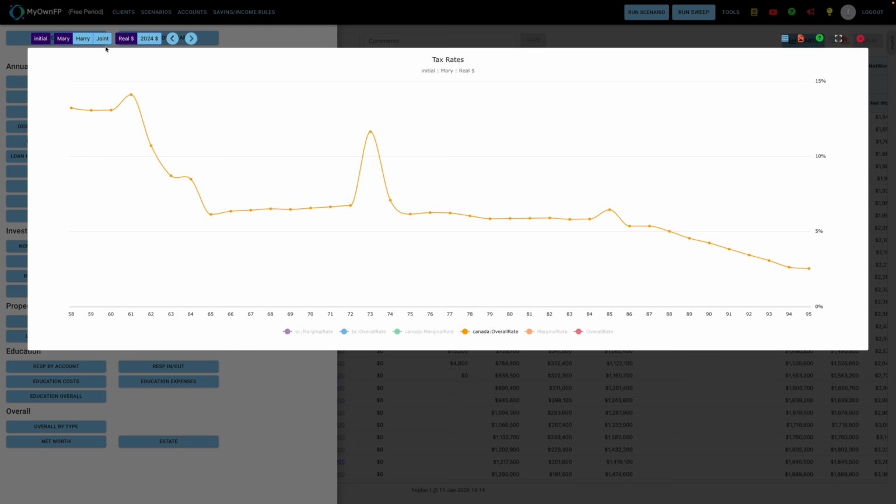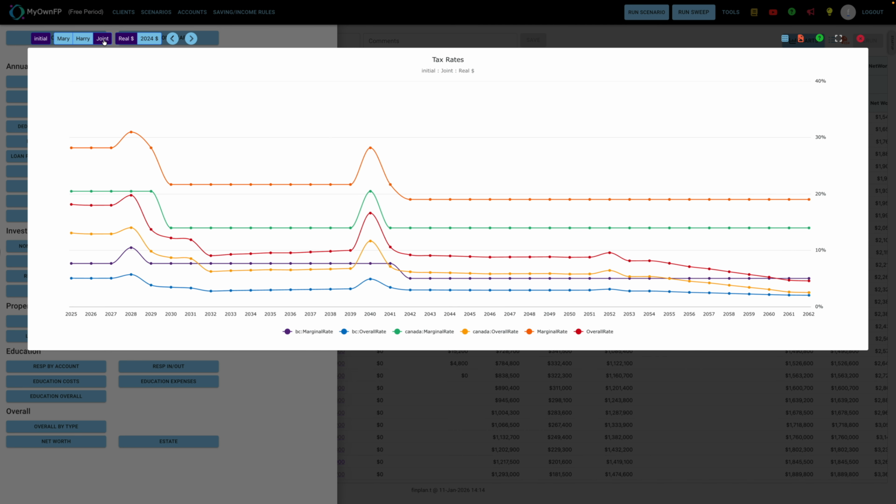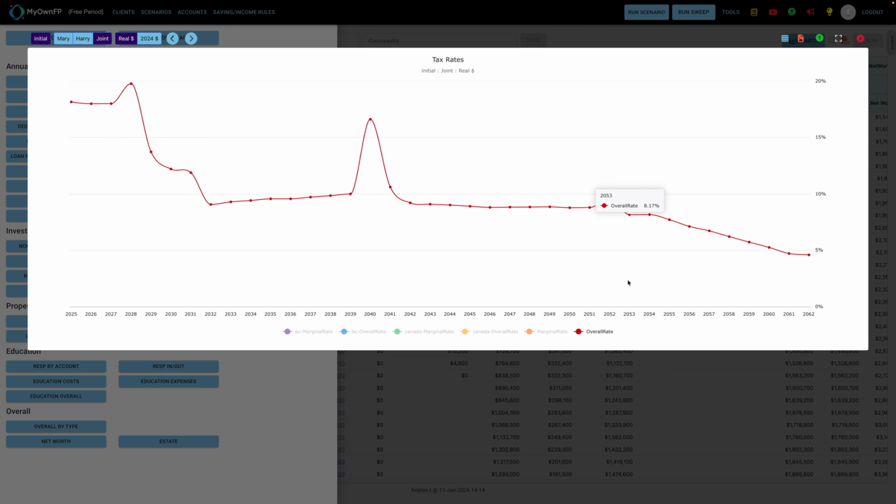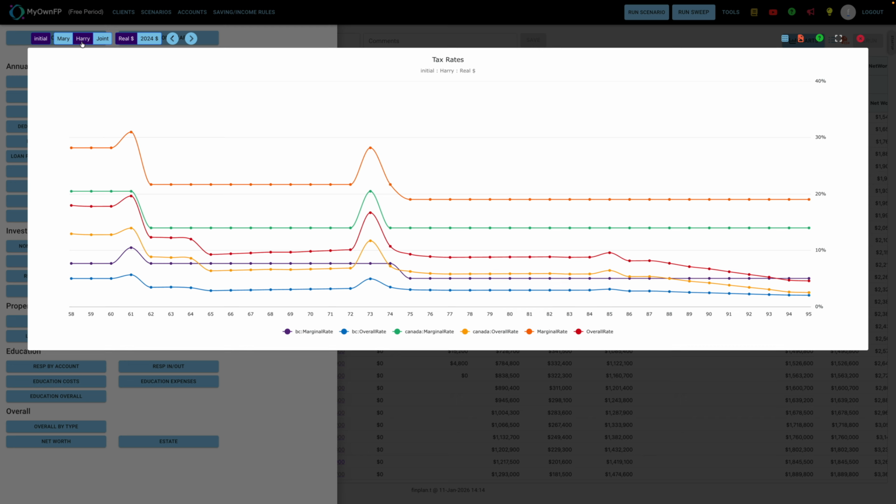If we look at joint, the tax rates will be the maximum as opposed to the average in this case. So we just want to see what is the maximum tax rate between Harry and Mary. That's what you'll end up in the joint one. So their overall tax rate looks very much like what Mary's did. Now it's 9%, 8%, and 6%. So that is just very similar.